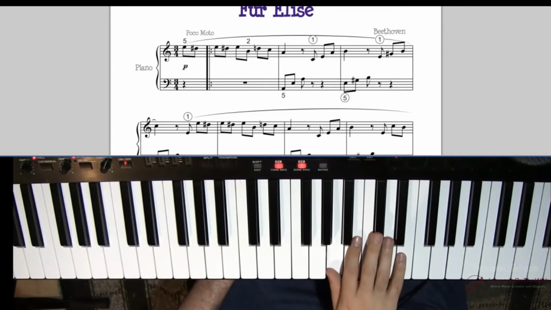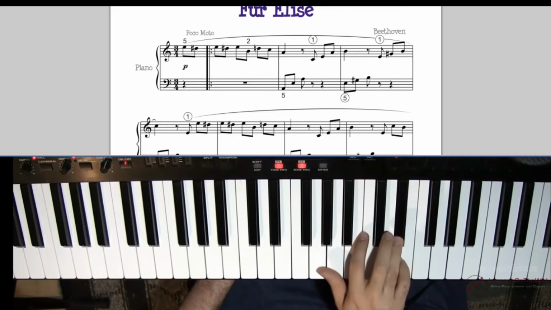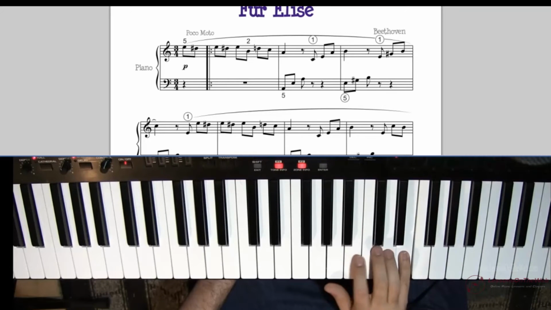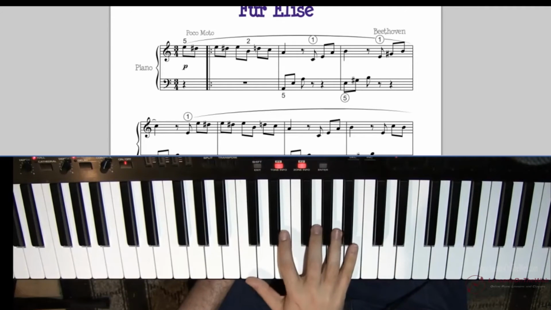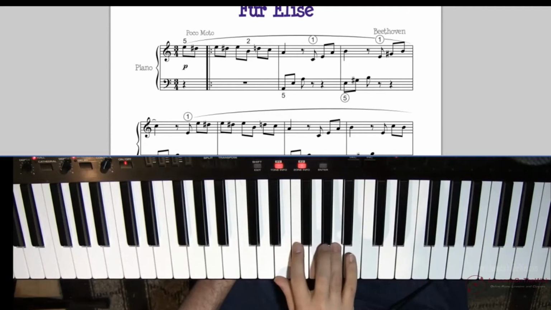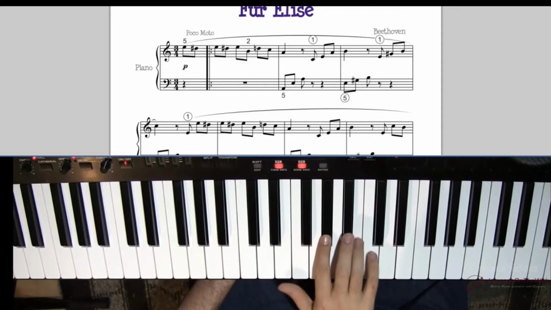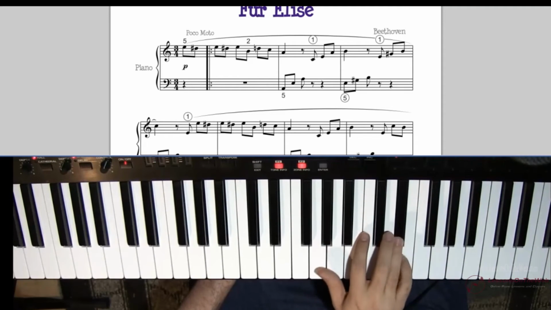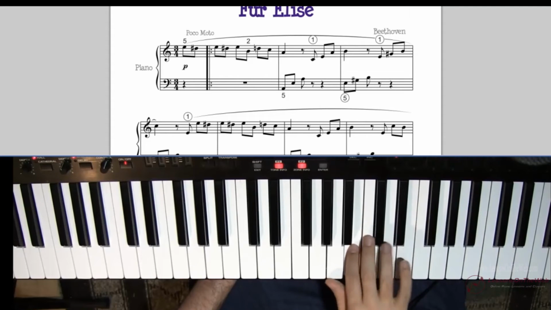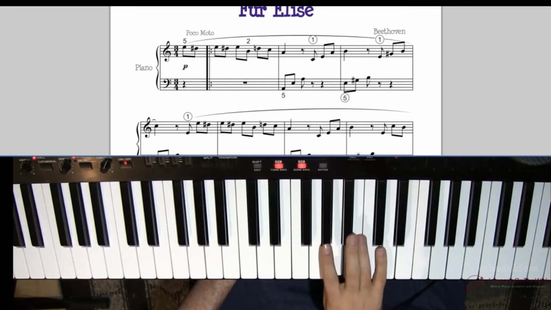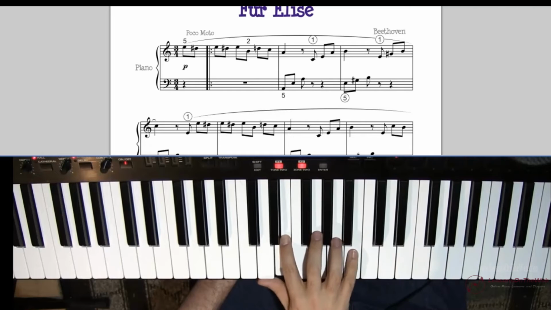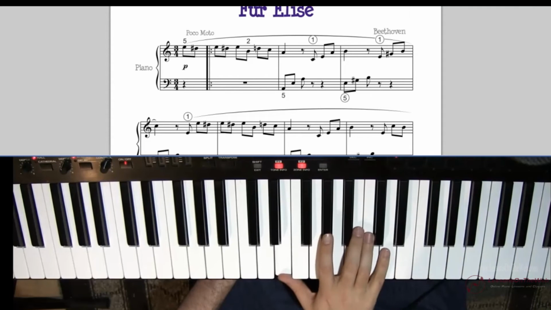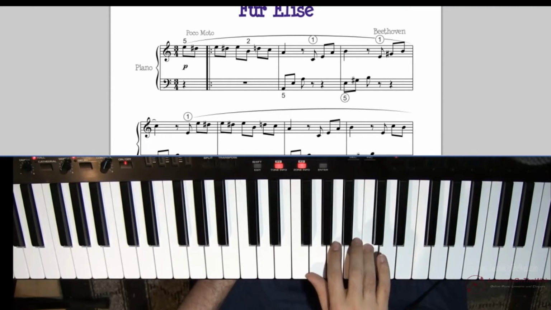So just try that a few times, that beginning opening, and try to master that first. Once you feel comfortable with that, move on. Like so. And you just play through that a couple times. Now let's count it out loud.